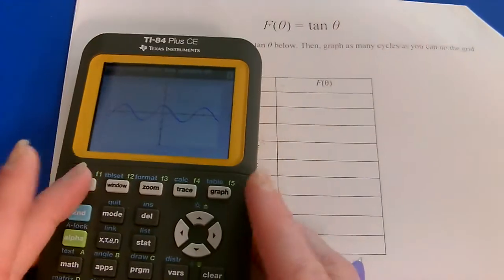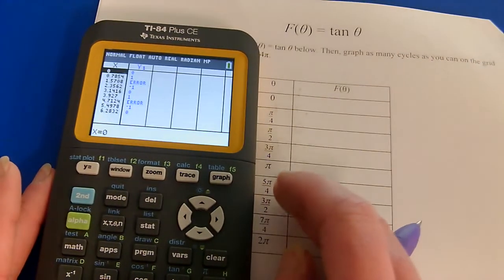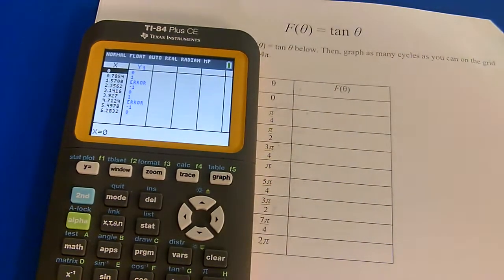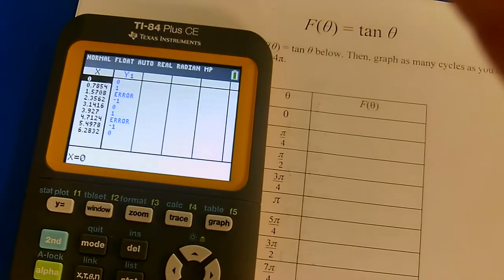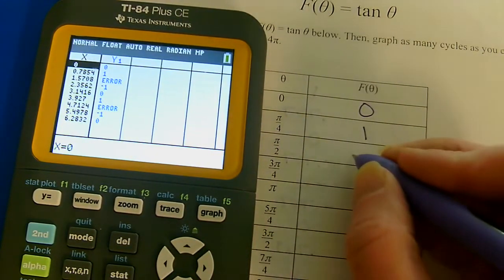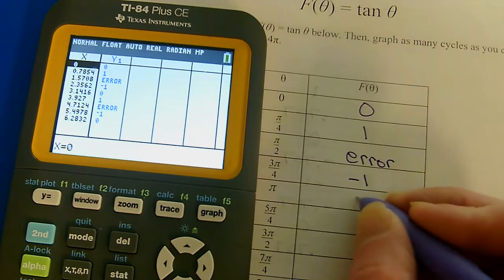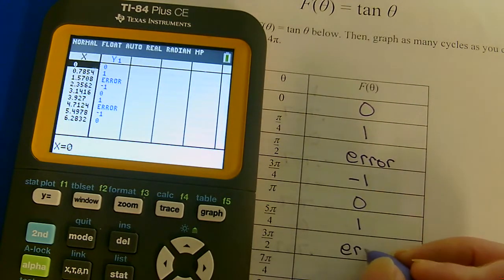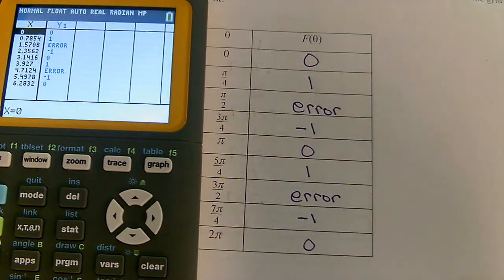So again, all I have to do in my calculator is change this to be tangent x and go to the table. Oh, it's giving me some weird stuff here. So 0 goes to 0, 1, error, negative 1, 0, 1, error, negative 1. I wonder what's happening at each of those places where it says error. Let's look at the graph.